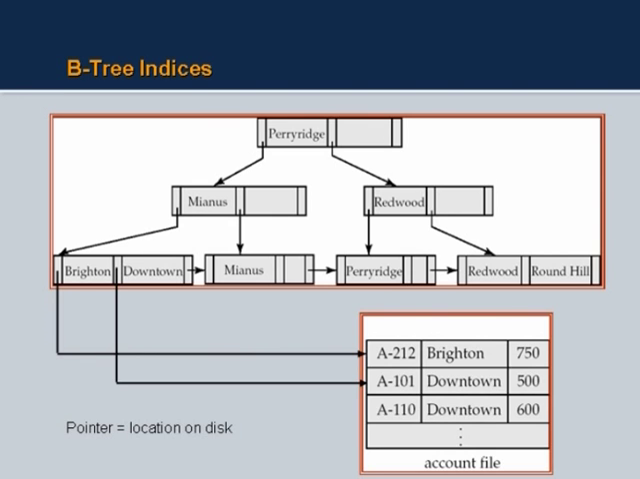If I search for, let's say, Perry Ridge, I'll find it here. So then I will take the right pointer from that. Compared to Redwood, it's less. I'll take the left pointer, and I'm home. Okay, so I can essentially walk down the tree to find what I want.